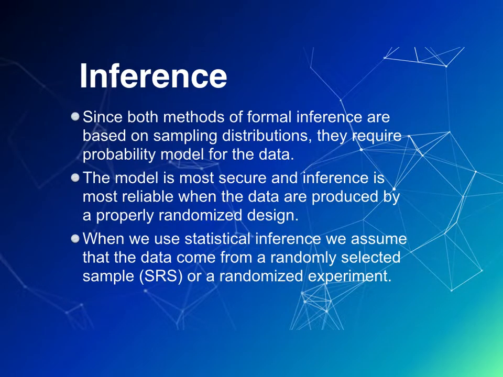Last week we mentioned two types of inference, the confidence interval and tests of significance. Inference is based on sampling distributions and requires a probability model for all data. What we need is confidence that data is from randomly selected experiments, collection processes, and that sort of thing. We want the data to be pure, so to speak.